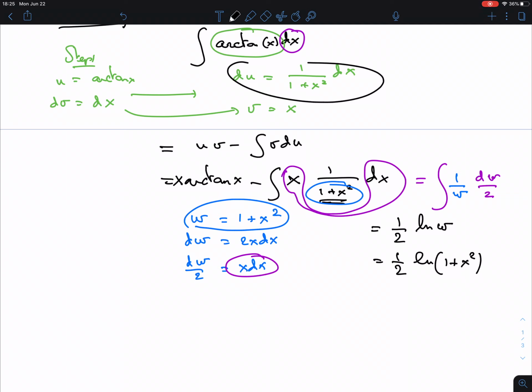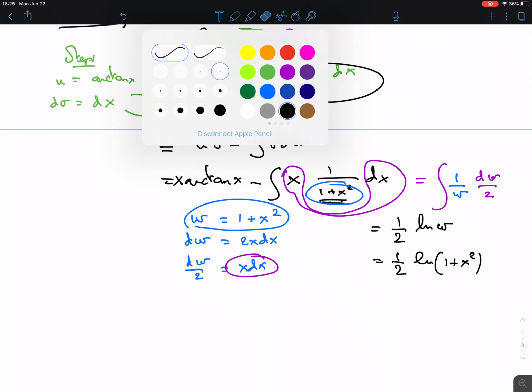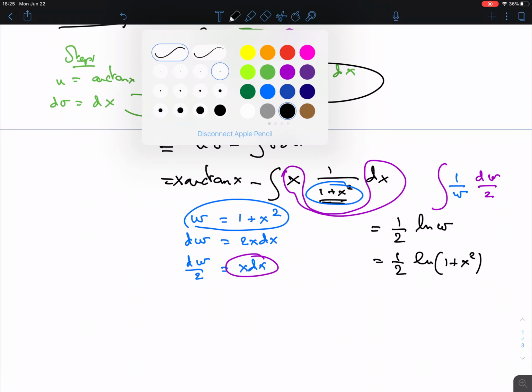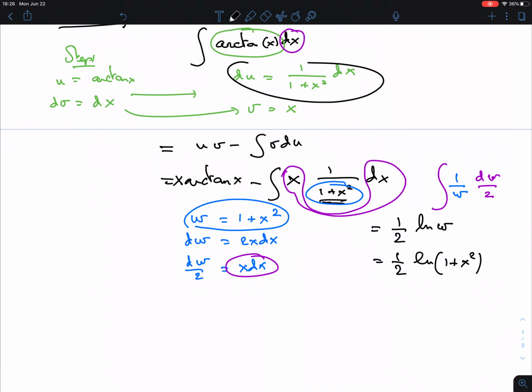Now, what did I do? I solved this integral, so I should be a little bit careful. I was a little bit sloppy here, so let me make sure that we don't make this mistake. So I'm going to erase this. What I actually calculated on the side was this integral, right? x times 1 over 1 plus x squared dx.